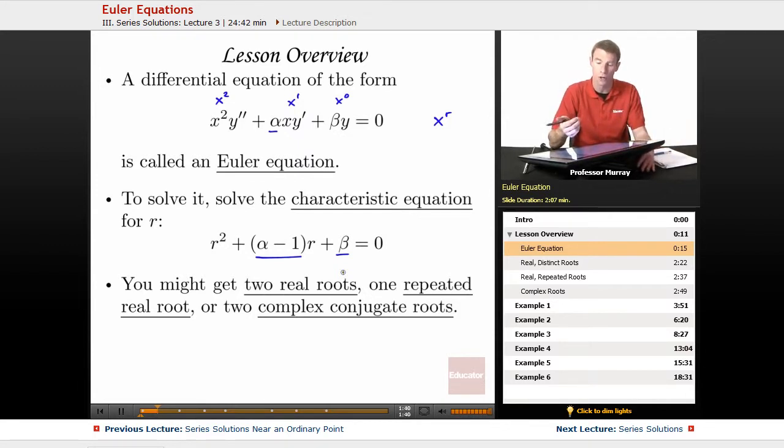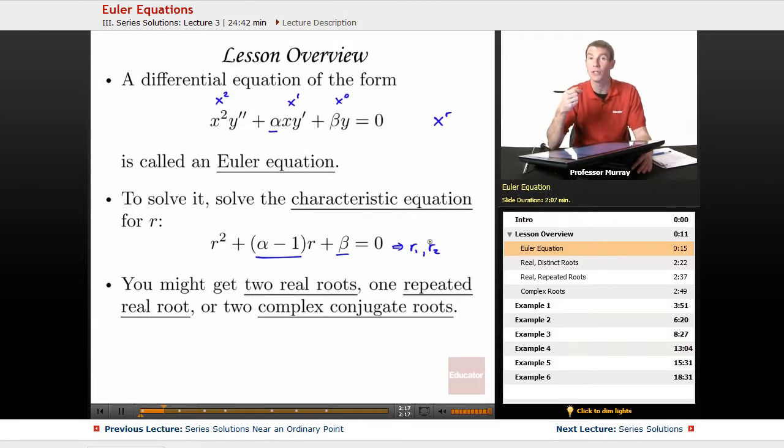And you'll get two roots for r. So you get an r1 and an r2. So this isn't very hard. This is just algebra. You could get two real roots, so you could get like r1 equals 3 and r2 equals 5 or something like that. You could get one repeated root, meaning you get a double root, or you could get two roots that are complex conjugates, something like a plus bi and a minus bi. That's if you run the quadratic formula and you get a negative number under the square root sign, then you're going to get two complex conjugate roots.